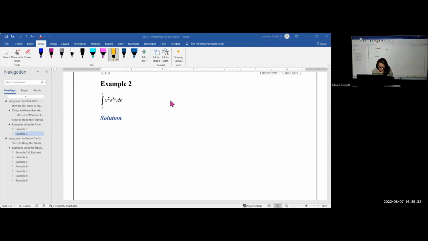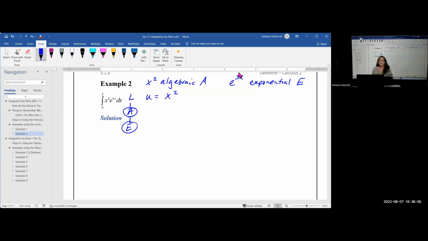So we're going to come over here. We're going to write down, oops, I should use a better color than that. That won't show up too well. Let's use blue. x squared is algebraic, which is the A level. And e to the 3x is exponential, which is the E level, which brings up the back. So guess who gets to be u? Well, x squared gets to be u this time. Remember again, your mnemonic device, LIATE. So we have the A level and the E level.